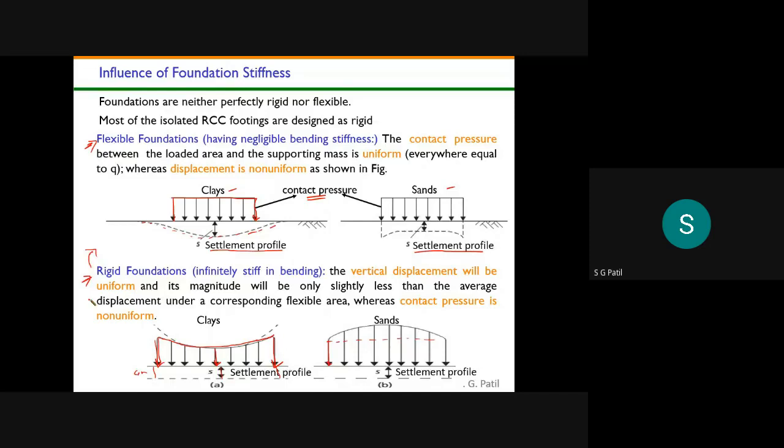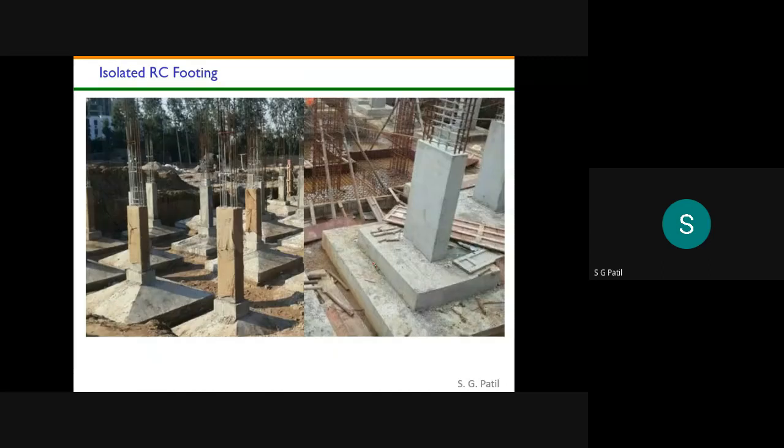What is the example for rigid foundation? Your isolated footing can be designed as a rigid foundation. Here are a few examples. This is the isolated column footing. Why is it called isolated? Because it is supporting only one column. This is the column, and this is the foundation. Isolated means only one foundation is supporting one column.